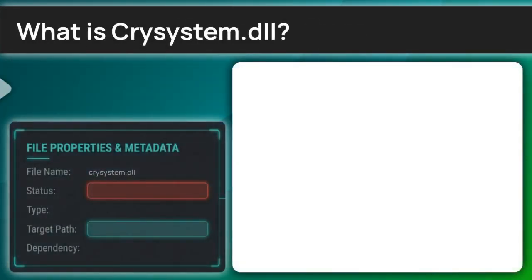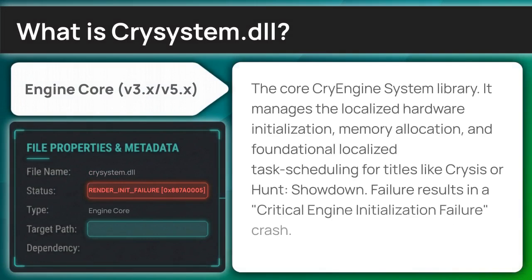This is the Crysystem Library, the core CryEngine System library. It manages the localized hardware initialization, memory allocation, and foundational localized task scheduling for titles like Crysis or Hunt: Showdown. Failure results in a critical engine initialization failure crash. Now let's get this fixed up. Our first move is installing a fresh, clean copy of the library.